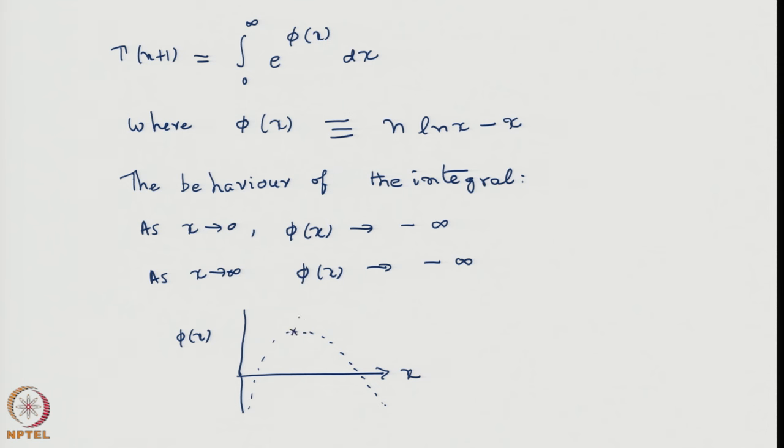So, this is the peak in phi x. Let us therefore estimate the peak value. The reason being that when phi x tends to minus infinity, the value of the integrand e to the power phi x will be 0. So, the maximum contribution to the integral will come from the maximum value of phi x. So, we focus on that value and perform the integration around that value. That is the idea of an approximation. So, accordingly, we find the peak.